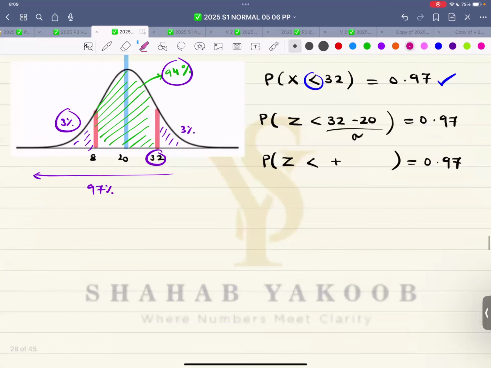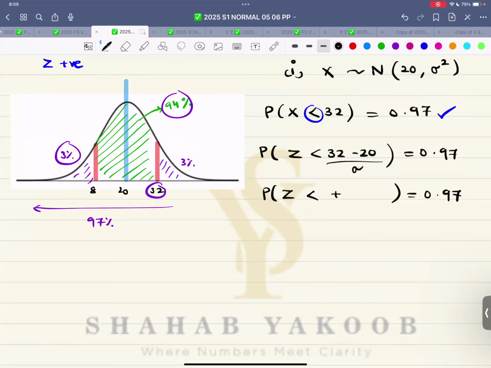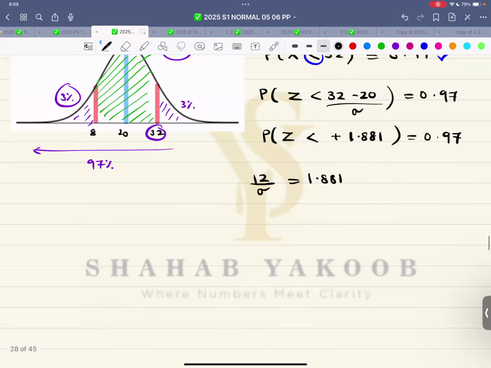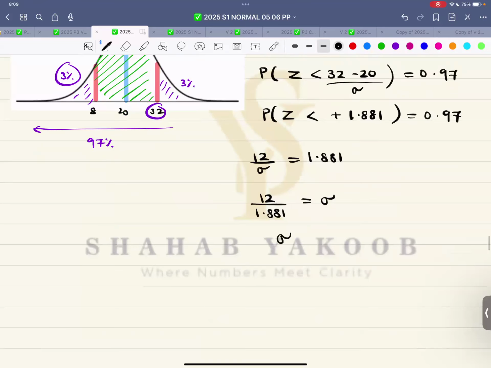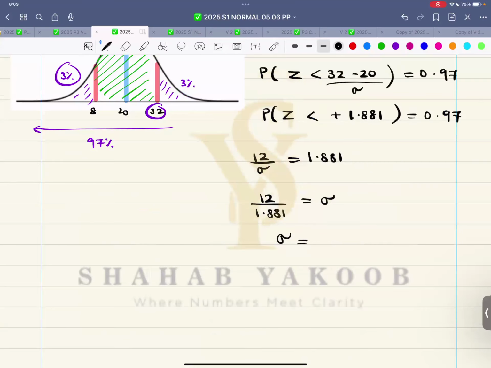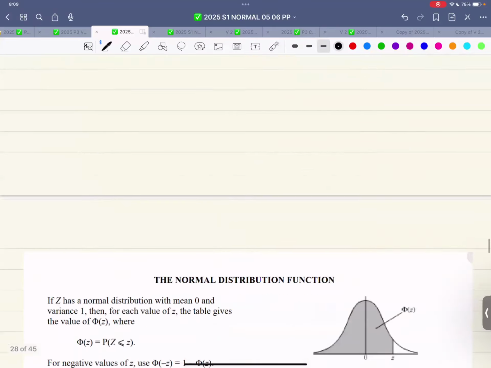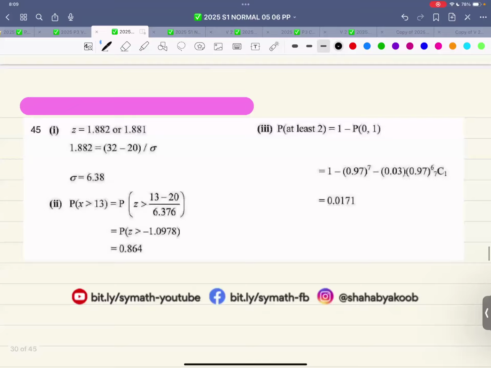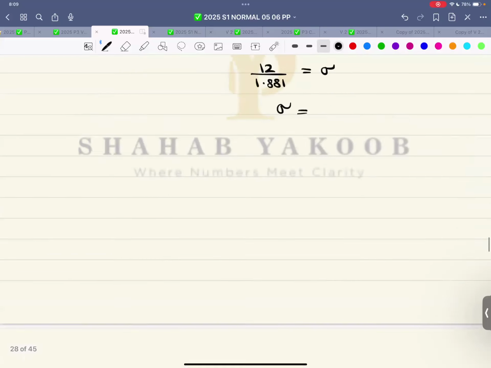So therefore, the Z value is 1.881. So therefore, 12 over sigma is 1.881. 12 over 1.881 is sigma. Use a calculator, find the value of sigma, and then you will get the answer. So let me look at the first working. They have written both of them. And then sigma is coming out to be 6.38.